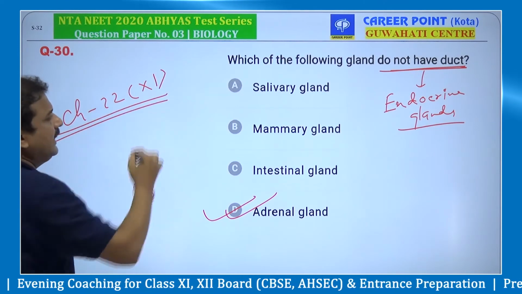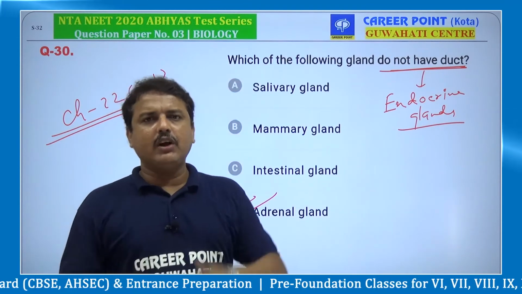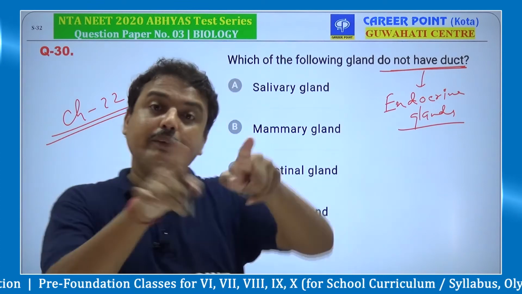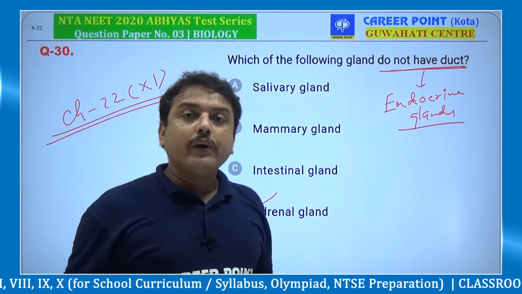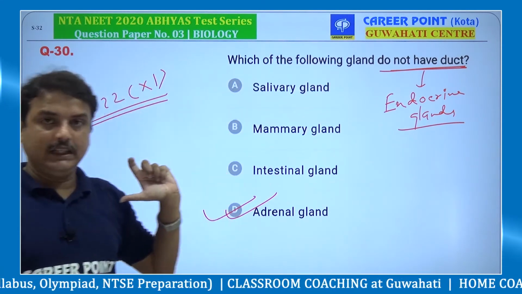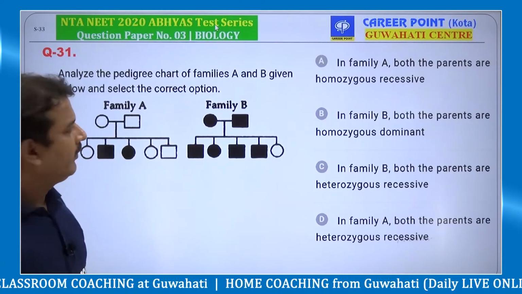But remember, this question, ductless gland, endocrine gland, that type of concept you already studied from class 8 and class 9. That idea is there even in class 10. There is a chapter called control and coordination. So from class 9 and 10, you have already studied this thing. So the adrenal gland is an endocrine gland. Okay, next question.